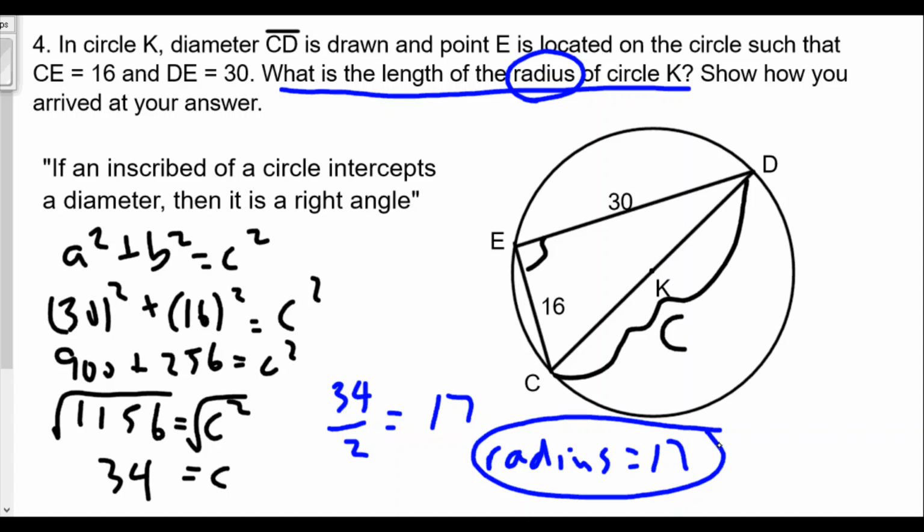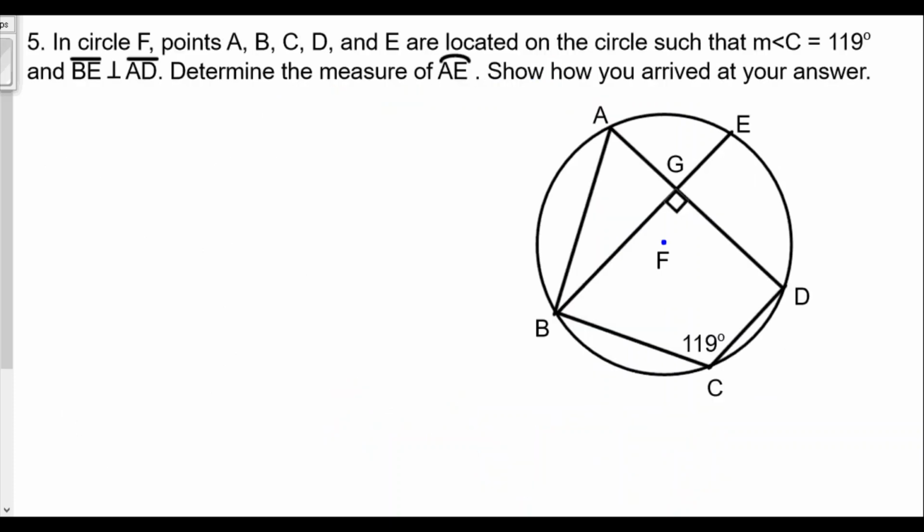All right, question number 5. Okay, very complicated looking diagram. In circle F, points A, B, C, D, and E are located on the circle such that the measure of angle C equals 119 degrees. BE and AD are perpendicular, forming a right angle. Determine the measure of arc AE. So again, we're going to focus on this arc here.